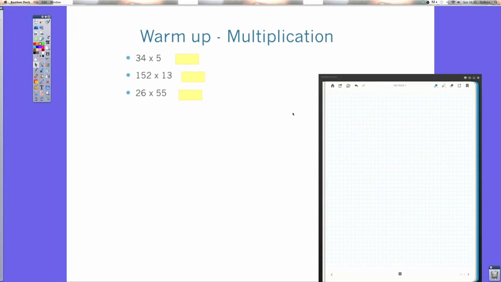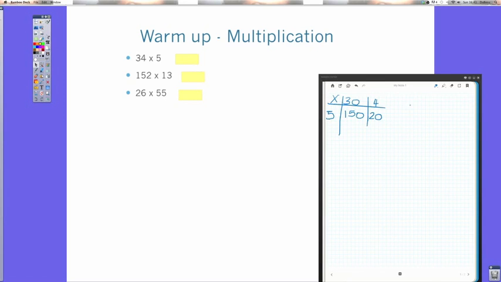For the next set of questions, we've got 34 multiplied by 5. These ones aren't so easy, and you can see that it gets a little bit harder, so we're going to use another method. Some people call it the grid method. Okay, so we're multiplying, and I'm going to break up my 34 into tens and units. So I've got 3 tens and 4 units, and then I'm just multiplying that by 5. So I'm going to do 30 multiplied by 5, that gives me 150, and then 5 times 4 is 20.